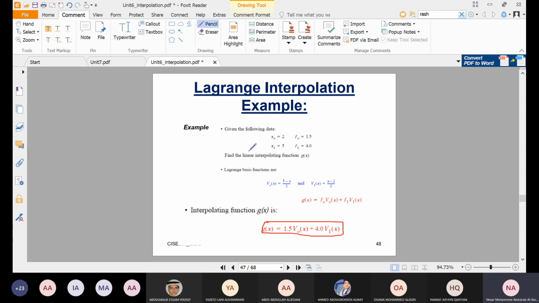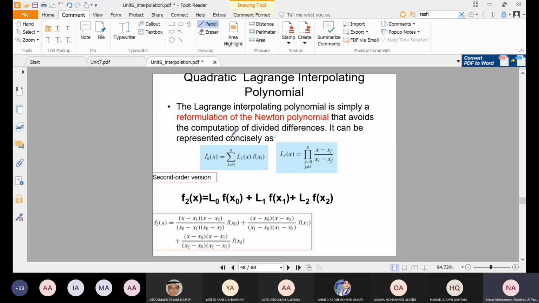Okay, so this is for the first order. We can solve the previous examples that we had for Newton's interpolation or divided difference by using this method. We should get the same solution. And as usual, if you want to improve the accuracy, we usually go with a higher order. For example, here we can go with the second order polynomial.